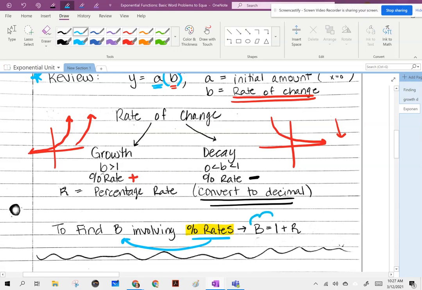So the way to do that is to understand that the base is going to be equal to 1 plus the rate. Now, sometimes that rate, again, we talked about, if it's growth, it's going to be positive, and if it's decay, it's going to be negative. So sometimes we're going to be adding the rate, or sometimes we're going to be subtracting it, depending on if the rate represents growth or decay.